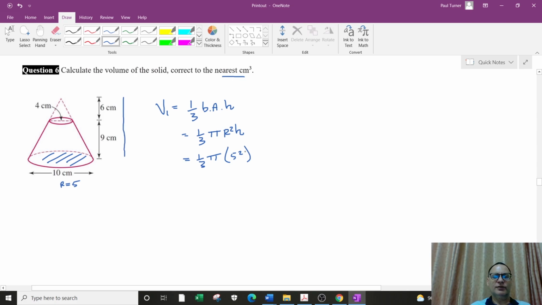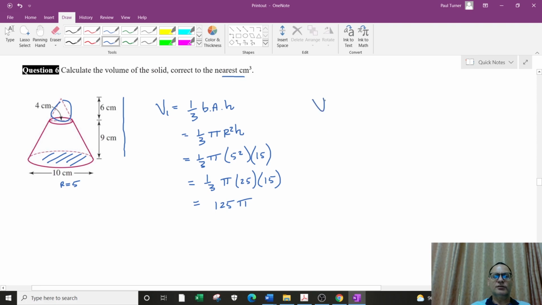9 plus 6 is 15. That's the height of the cone, including the part that's been removed here. So 1/3 pi times 5 squared is 25 times 15. And for the large cone, that will give you 125 pi. I'll leave it in terms of pi at this time.